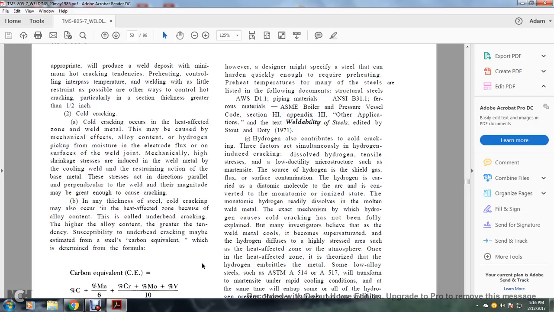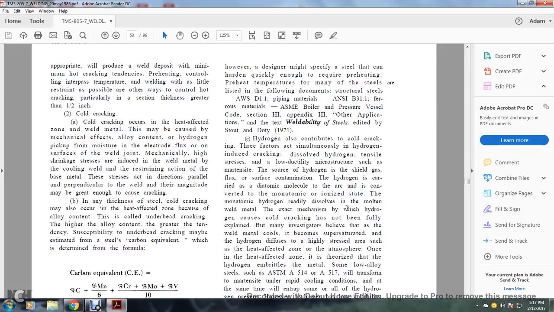Hydrogen also contributes to cold cracking. Three factors must exist simultaneously for hydrogen-induced cracking: dissolved hydrogen, tensile stress, and a low ductility microstructure such as martensite. Hydrogen is supplied by the shielding gas or flux, and by surface contamination. The hydrogen is carried as a diatomic molecule into the arc, where it is converted to the ionized, monatomic state. Monatomic hydrogen readily dissolves in the molten weld metal.